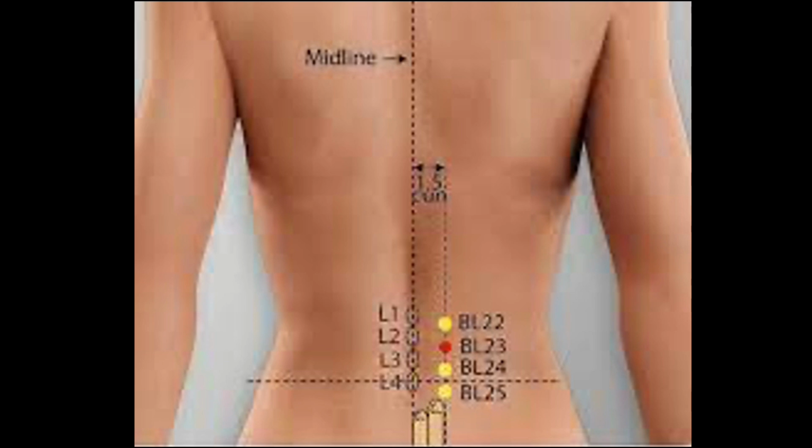Bladder 23, Shenshu, Kidney Shu. On the back, 1.5 tsun lateral to the lower border of the spinous process of the 2nd lumbar vertebra. Back shu point of the kidney. Strengthens the kidneys, tonifies kidney yang, nourishes kidney yin and essence, strengthens kidney's ability to grasp the qi, benefits the ears and bones, strengthens the low back, resolves dampness. Bladder 23 is one of the most effective points to tonify the kidneys. Needling, perpendicular insertion, 0.5 to 1 tsun.